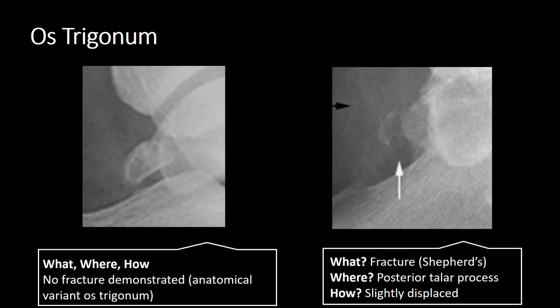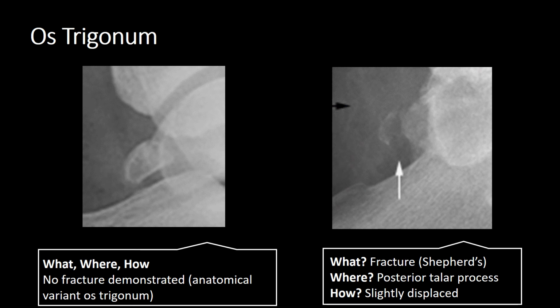On the left, we can see that os trigonum has a densely sclerotic margin indicating it's well corticated. On the right, again, we can see a tiny sliver of bone with irregular margins and no evidence of a cortex. It's not clear to see where it's been pulled off on the radiograph, but we can clearly identify that this is the acute appearance in comparison to the chronic appearance.